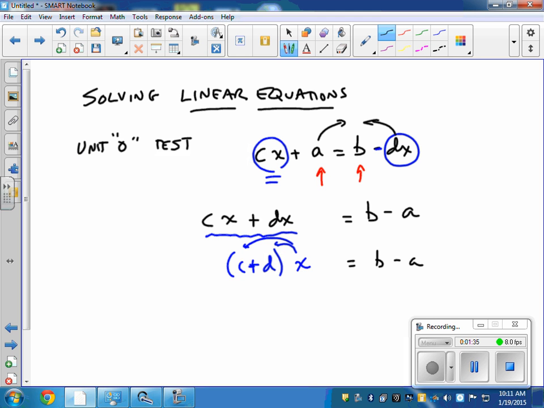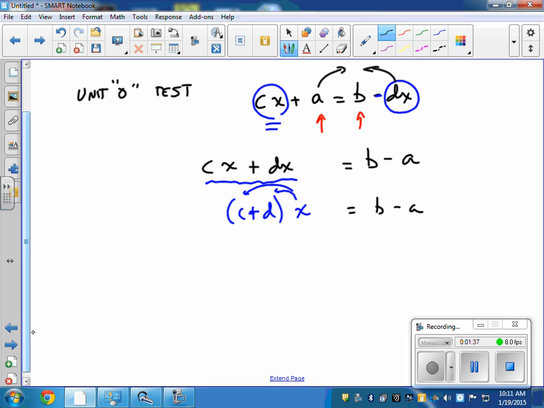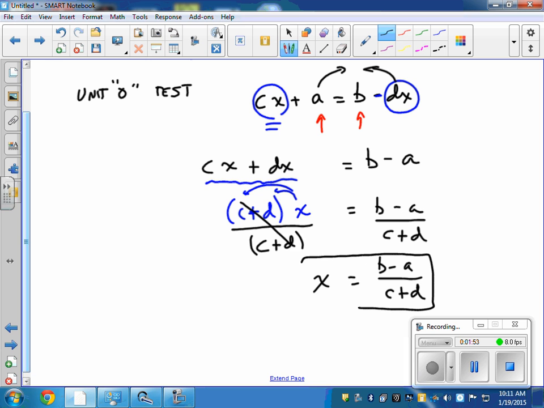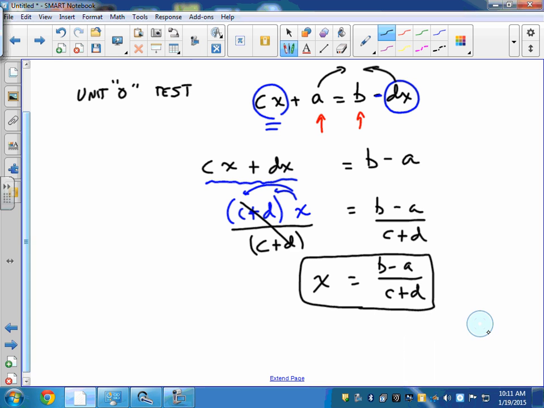The final step to the solution is simply to divide both sides by c plus d. And obviously this factor would cancel. And so your final answer should have been x is equal to (b - a) over (c + d). Okay, a fairly straightforward method of solving linear equations.